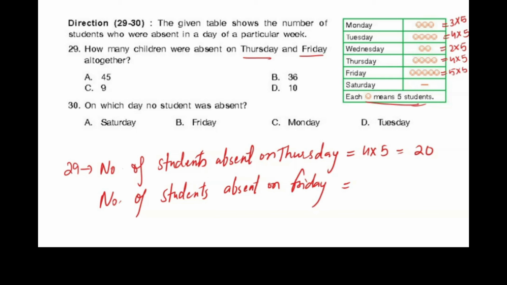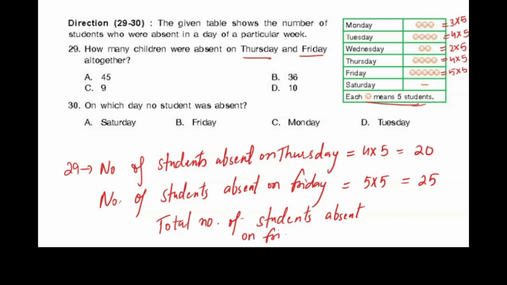On Friday, it will be 5 times 5, that means 25. So we have to find the total number of students absent on Friday and Saturday. That is 20 plus 25, that is 45. Option A is the correct option.